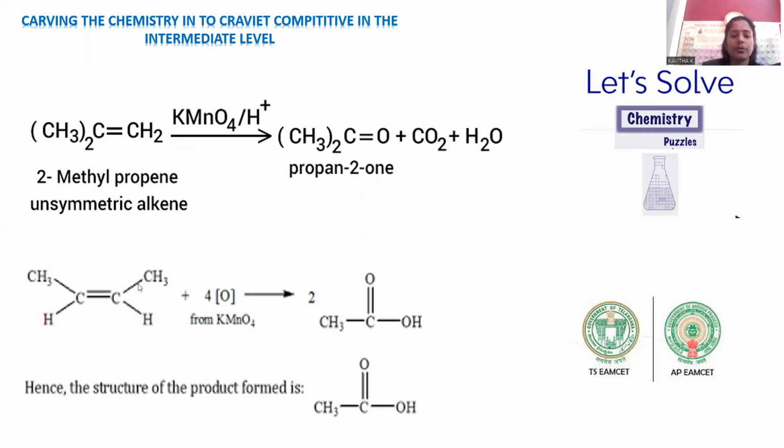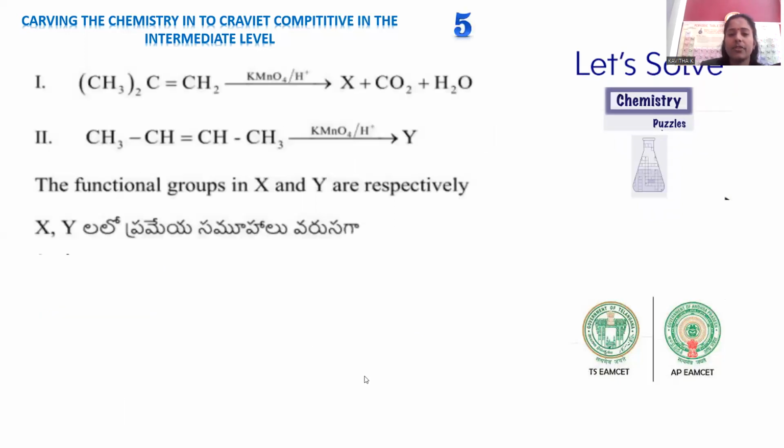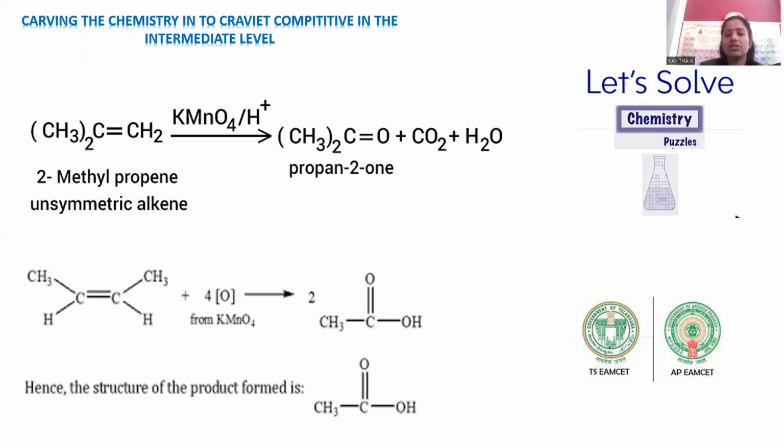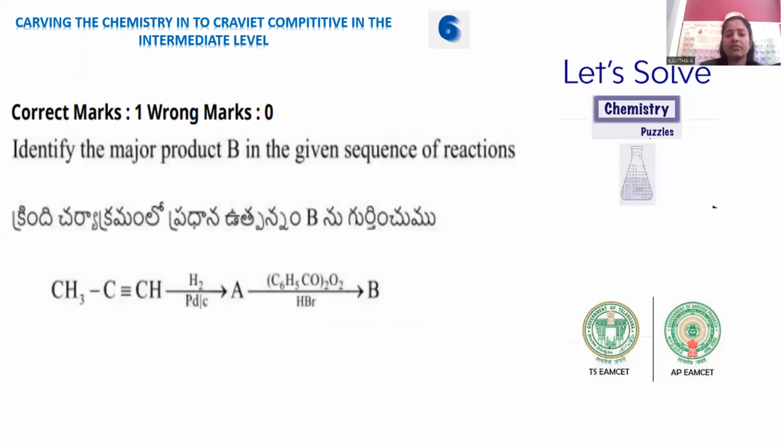If you go with 2-butene, oxidation with KMnO4, cleavage, subsequently we will get 2 moles of acetic acid like this. So this is the detailed explanation for question number 5. Move on to the last question of the session, question number 6. Identify the major product B in the given sequence of reactions.